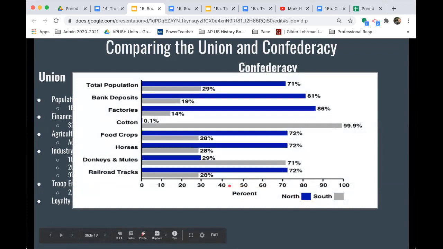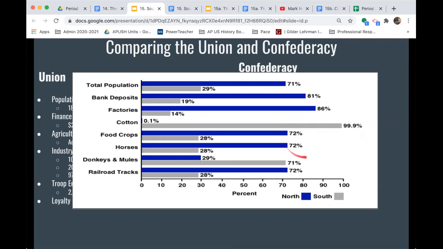So it looks like this, if you're more of a visual learner like I am, right? From a population standpoint, the blue is the North, the gray is the South. As you see, big population advantage, big bank deposit advantage, huge factory advantage. But check us out, right? The South's got 99.9% of the cotton. Good for them. Again, in a pillow fight, they're stocked up and ready to go.